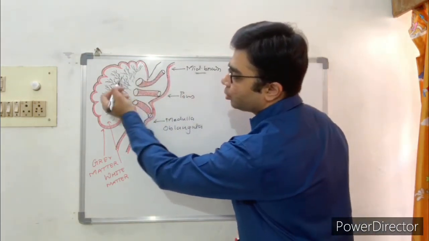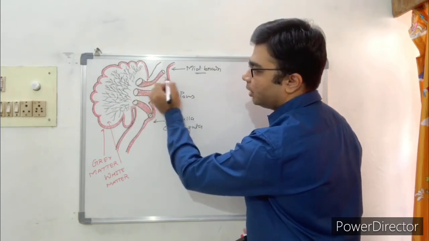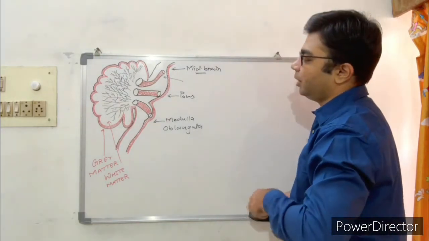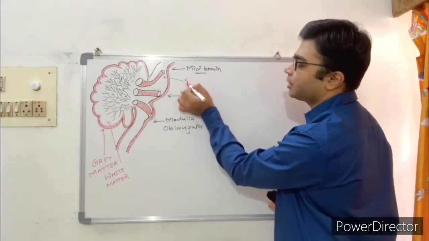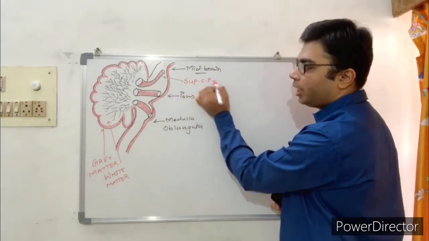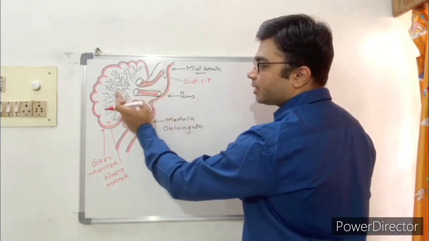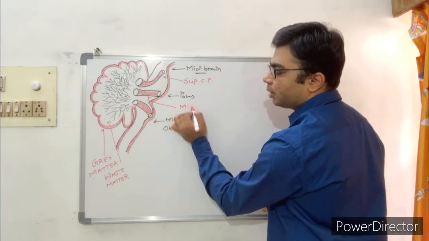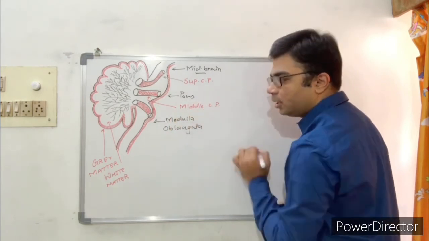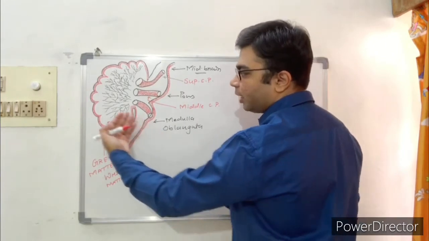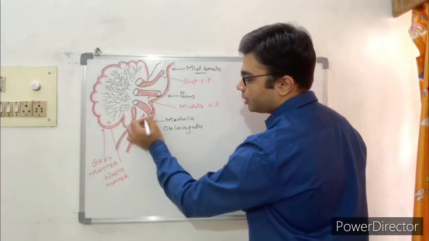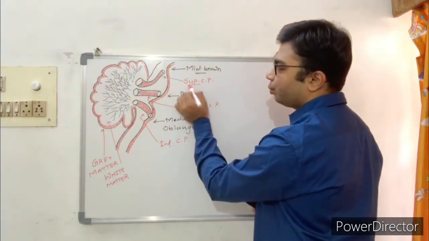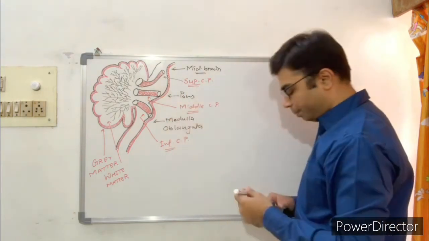So the midbrain is connected to the cerebellum by one peduncle, which is termed the superior cerebellar peduncle. Let me write it with another color: this is the superior cerebellar peduncle. Now the connection between the cerebellum and the pons is by the middle cerebellar peduncle, and between the medulla oblongata and the cerebellum is the inferior cerebellar peduncle. So the three are the superior, middle and inferior cerebellar peduncles.